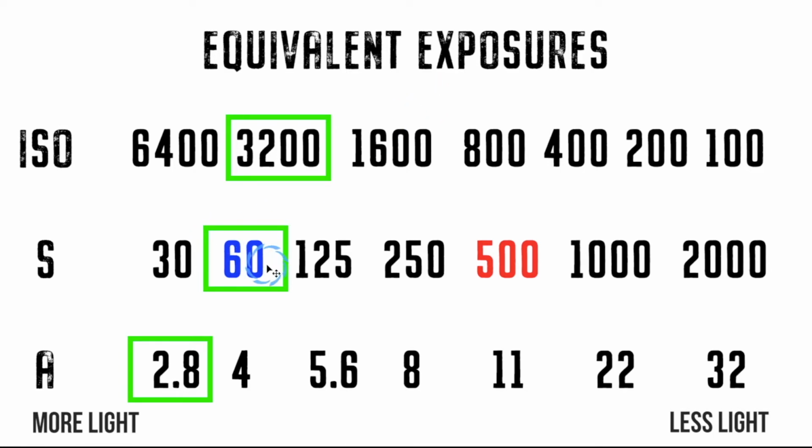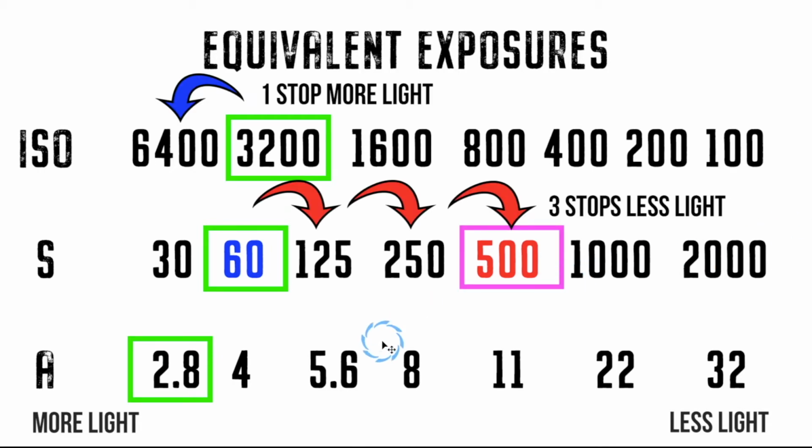Now I've stopped at 60th because I know if I go below 60th, I'm going to have a difficult time keeping any image sharp, because below that, I'm going to start to get a little bit of motion blur from not being able to hold the camera still enough. So what we're going to do is turn on the next adjustment here for this equivalent exposure. I'm going to go from 60th of a second, once again, 1 stop, 2 stops, 3 stops this time. So we're going up to 500th of a second.